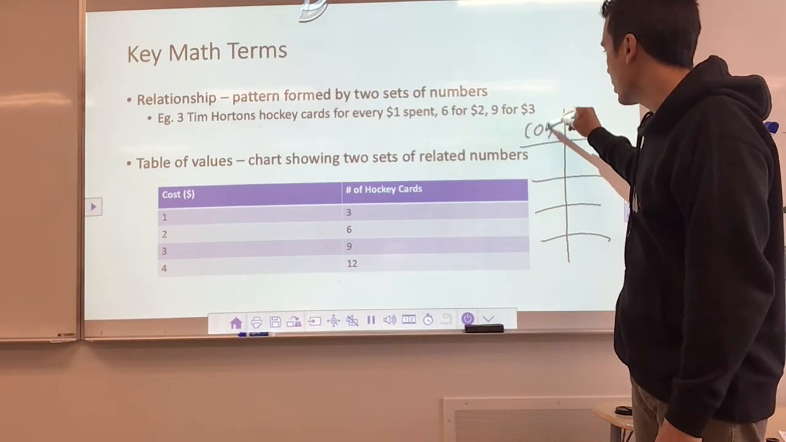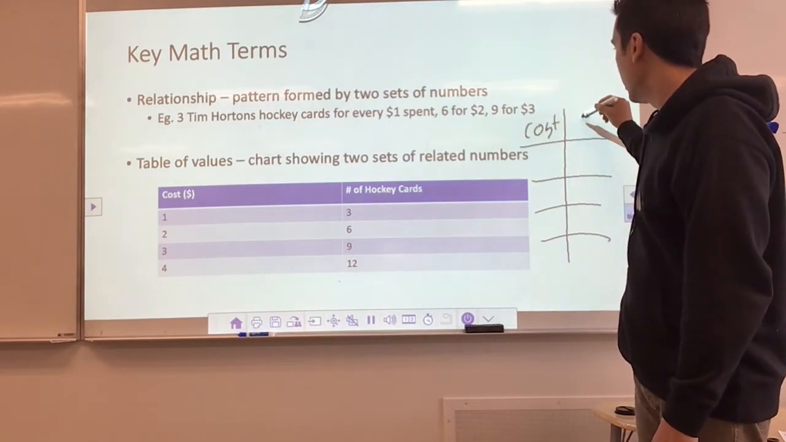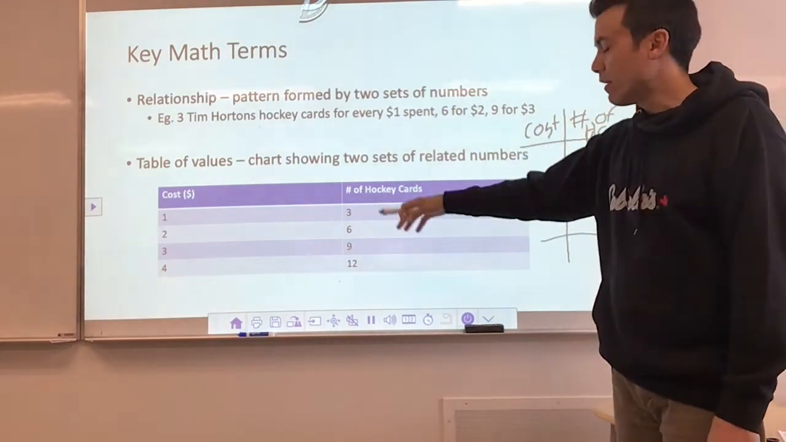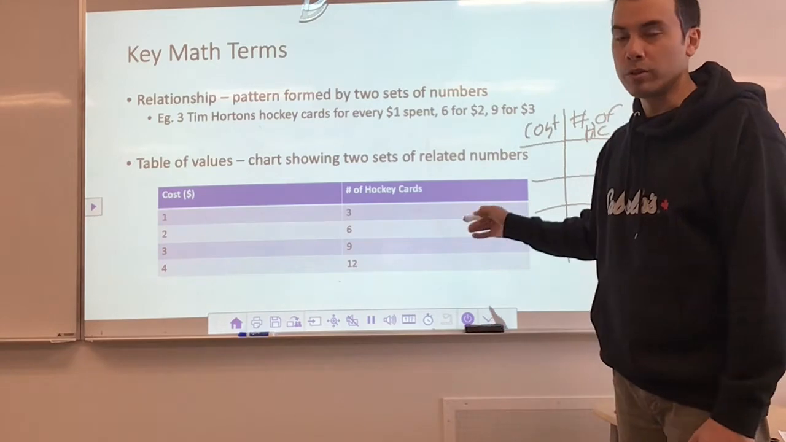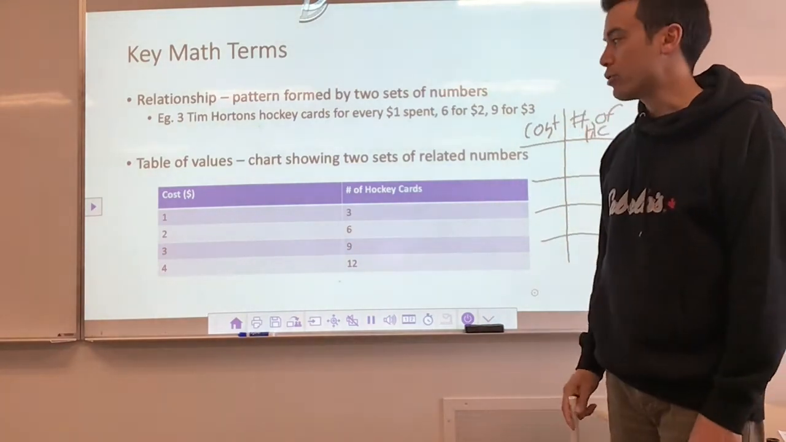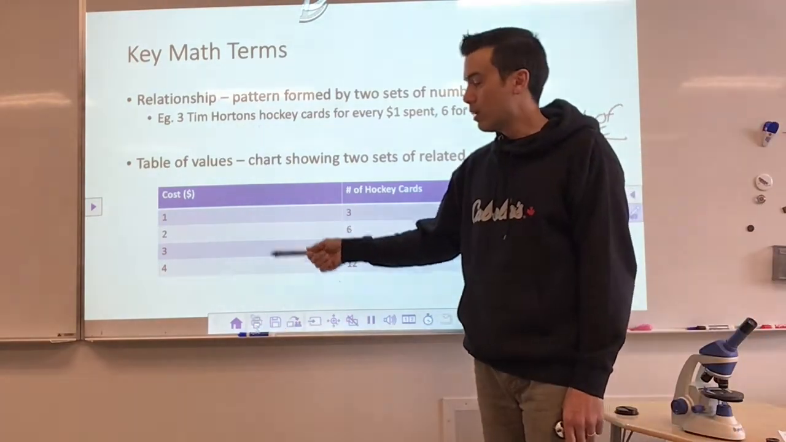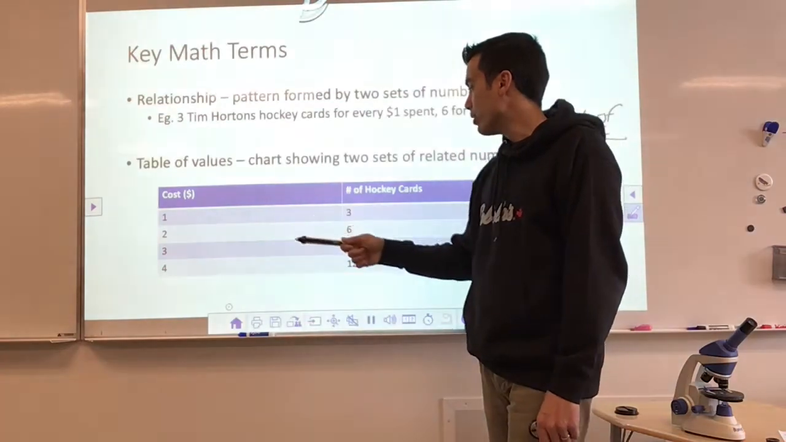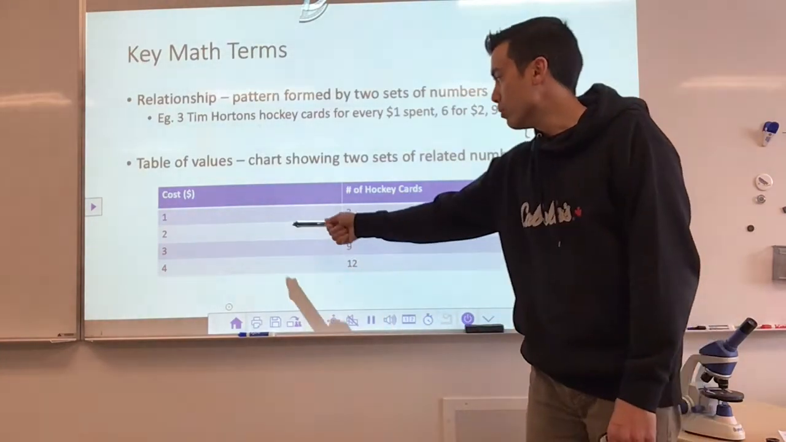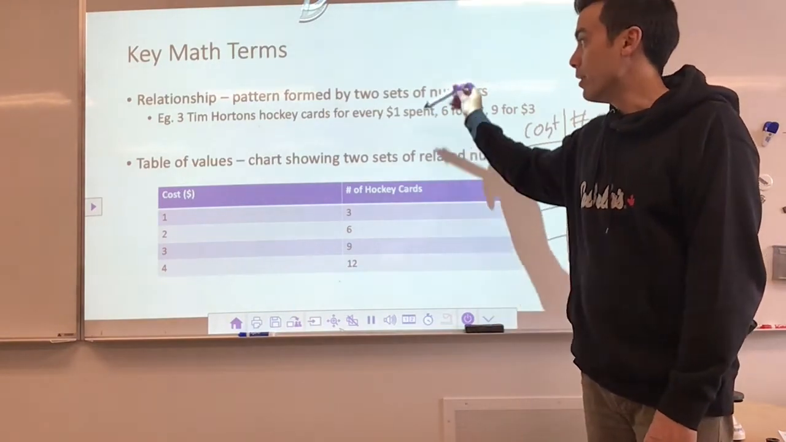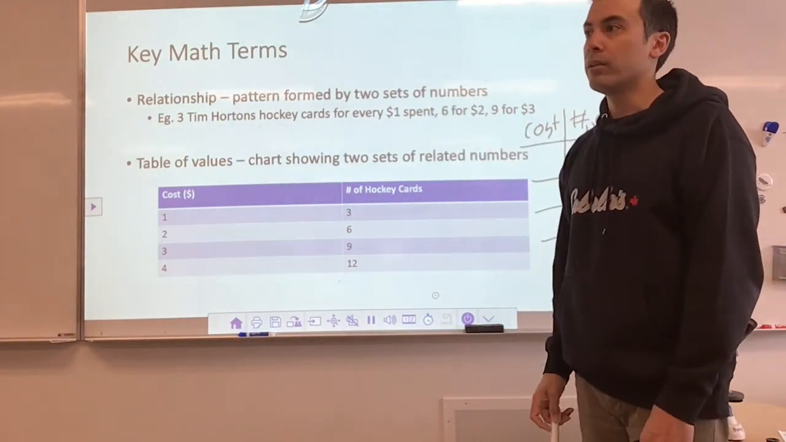I could put cost here and number of hockey cards here. It doesn't have to be as fancy as this, done on a computer. It could just be paper and pencil, draw a T, and describe your relationship. So this is just another way of doing it. Maybe a bit more of an organized way where if I have $1, that's going to get me 3 hockey cards. $2 is going to get me 6. And it's just another way of showing this pattern, this linear pattern.